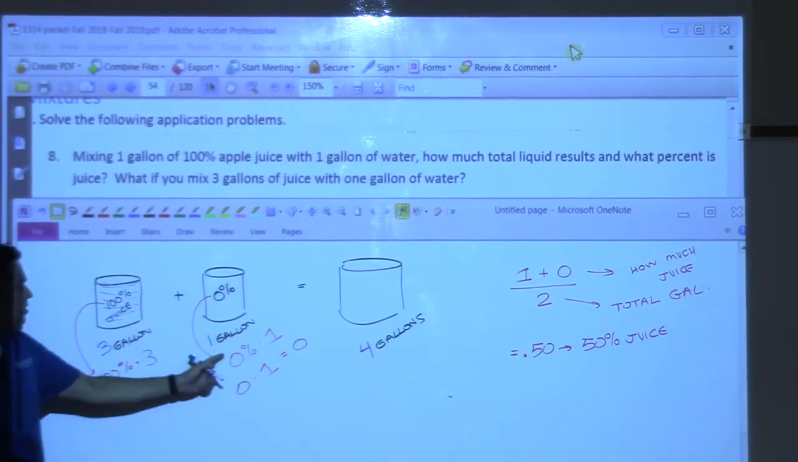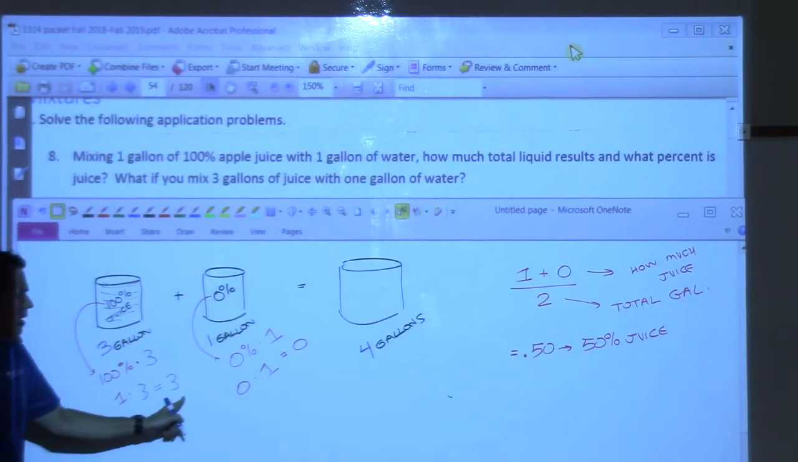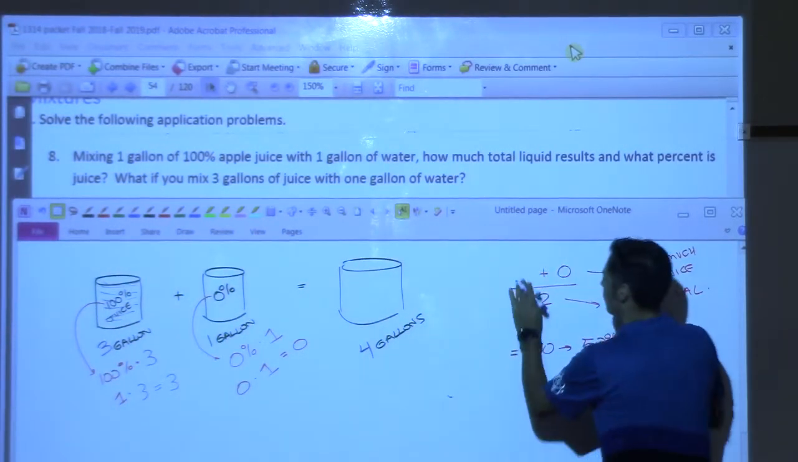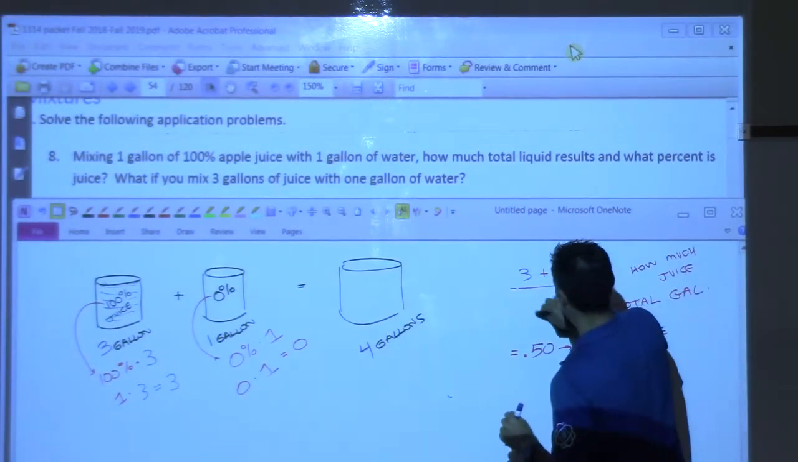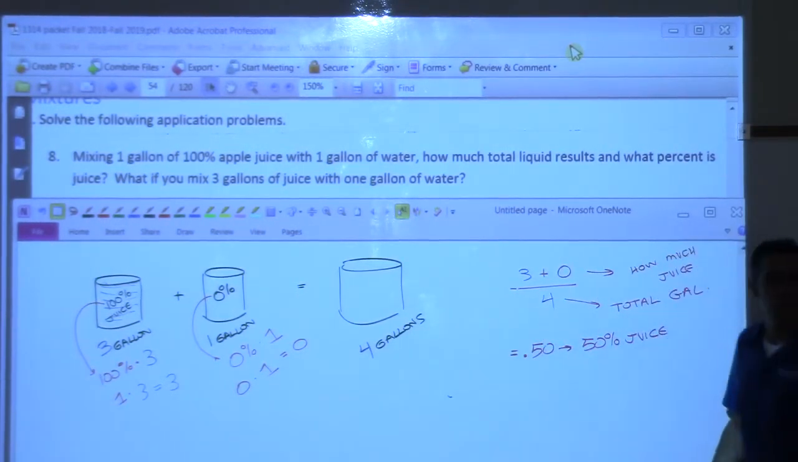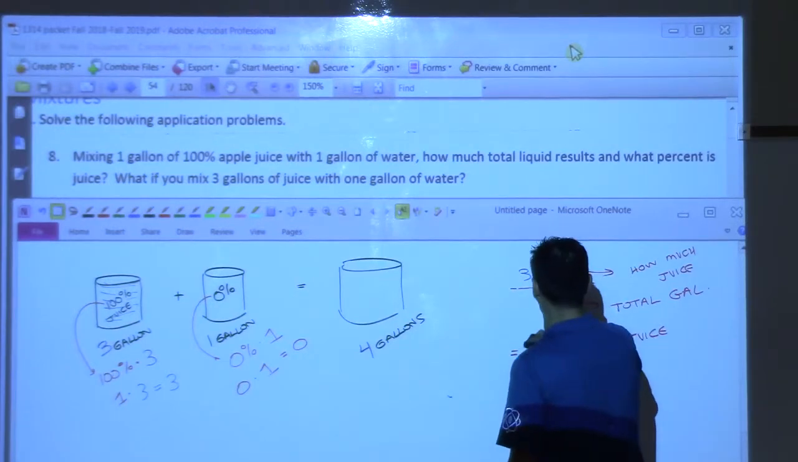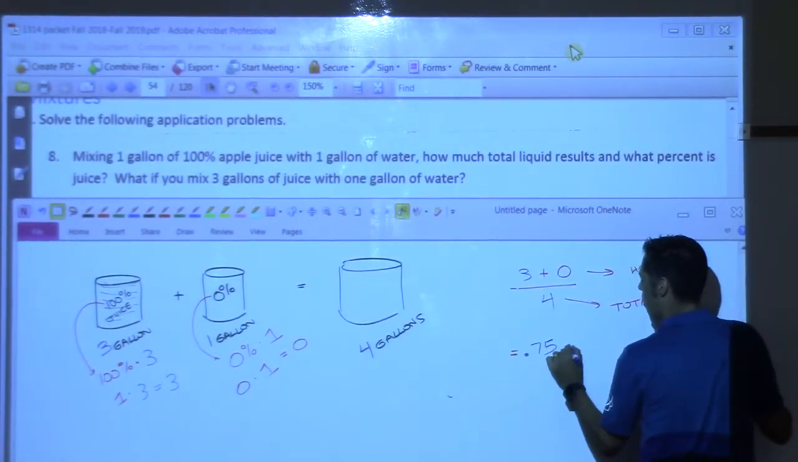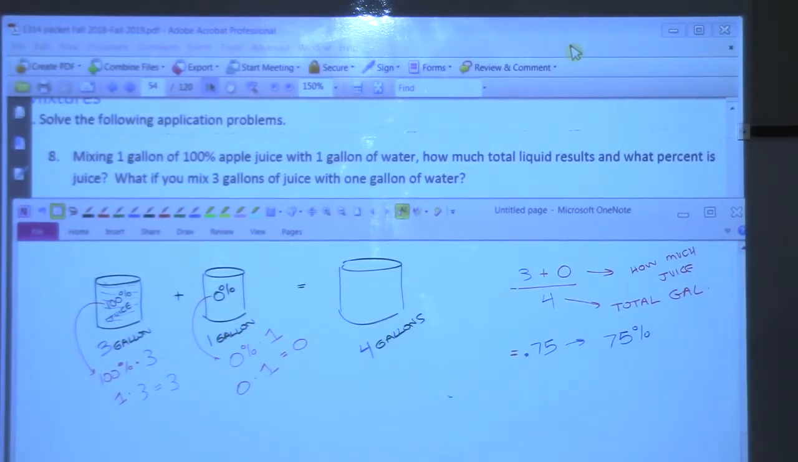And then over here, does this change? No. So we have a 3 and we have a 0. We take those, we add those up. This becomes 3. And this becomes 4. And so now you have 3 over 4 instead of 1 over 2. And 3 over 4 is 0.75. So our mixture is 75% apple juice. Okay?